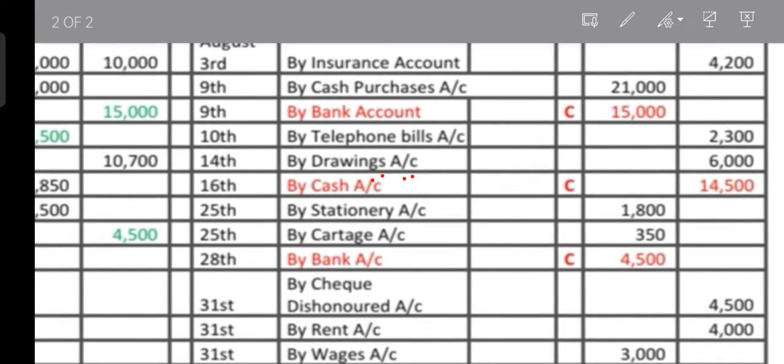We are withdrawing from bank how much? 14,500. So we recorded it under the payment side. Now the balance of 14,500 has been reduced in the bank column because of withdrawing that. It is going to the cash account on 16th. Because of withdrawal of cash from bank, there is a reduction of 14,500. This is one of the contra entries.